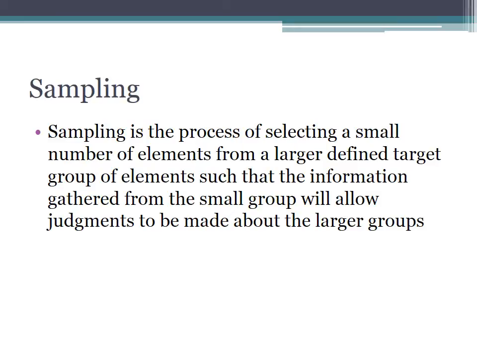It's the process of selecting a small number of elements from a larger defined target group of elements, such that the information gathered from the small group will allow judgments to be made about the larger group. So anytime we select a number of elements and then use that information to make judgments on a larger population, on a larger group, we've done sampling. So when I made my first impression of that book or that movie, I was basing it on one small element.